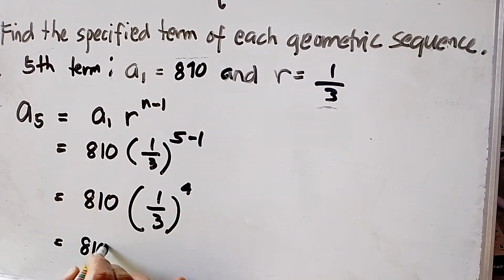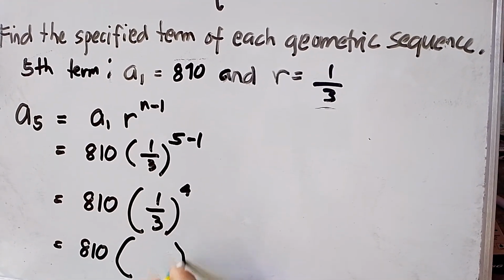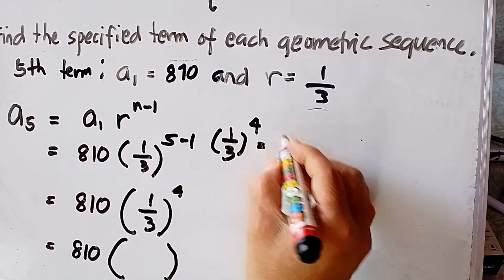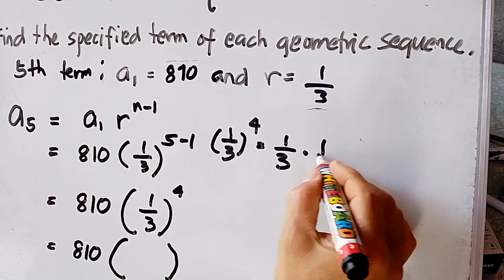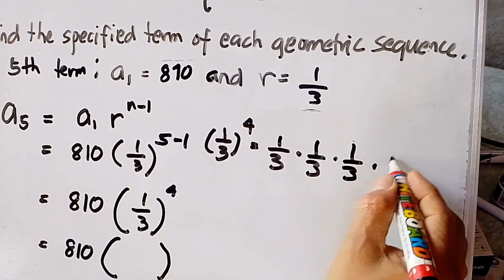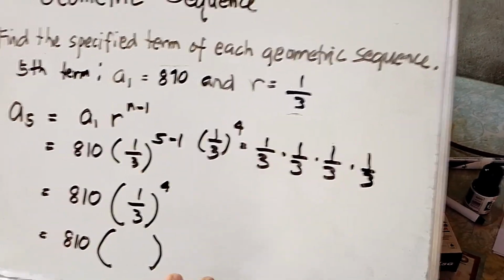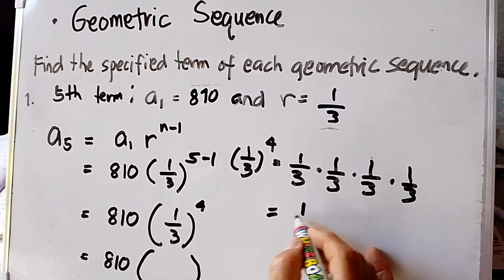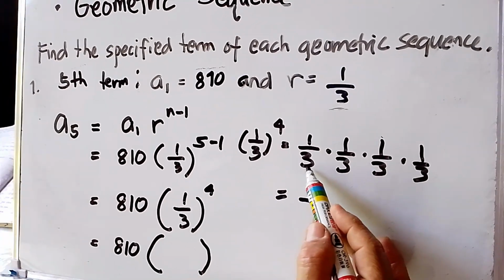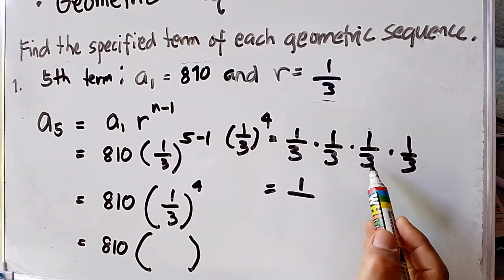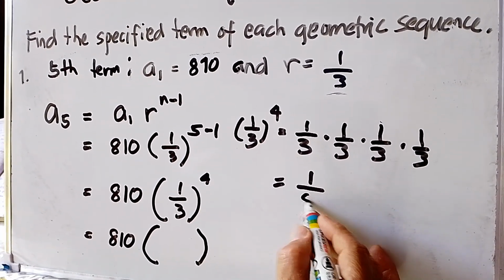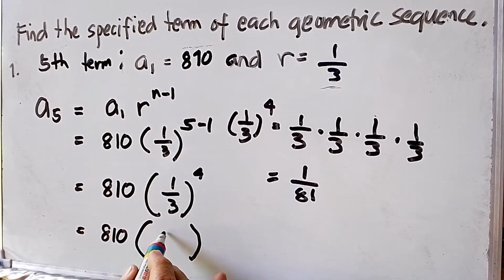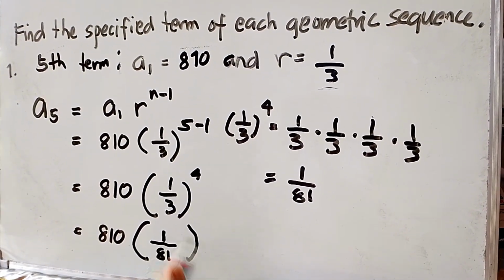So 810. What is 1/3 raised to the power of 4? 1/3 raised to the power of 4, meaning 1/3 times 1/3 times 1/3 times 1/3. So multiply 4 times itself. So 1 times 1 times 1 in the numerator will be equal to 1. And then for the denominators, 3 times 3 is 9, times 3 is 27, times 3 is 81. So 1/3 raised to the power of 4 is equal to 1/81.